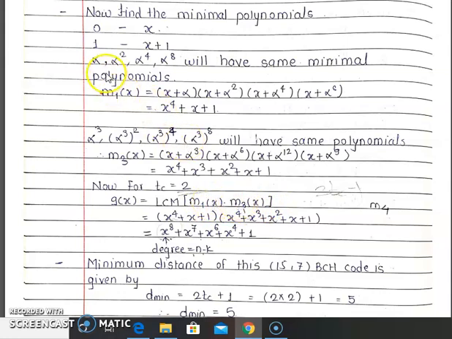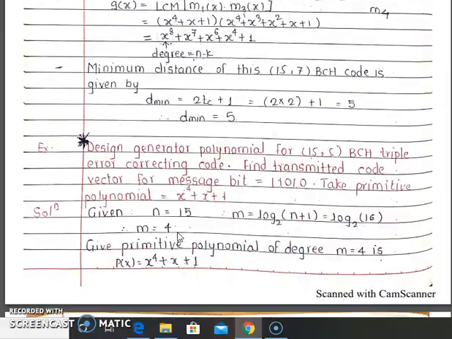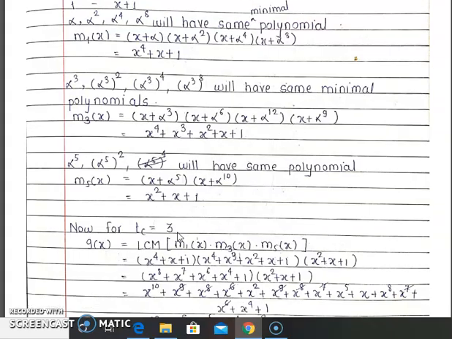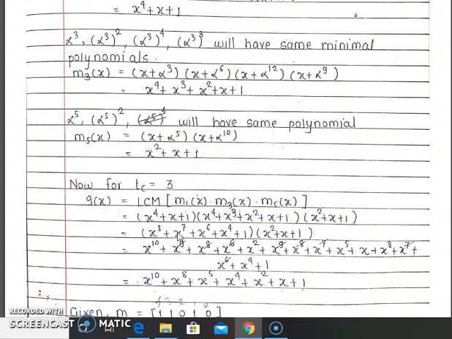Why m1? Because you are starting with alpha raised to 1, that is beta equal to alpha raised to 1, so it is m1 of x. Here you are finding the minimal polynomial for alpha cube, so it is m3. Likewise, the LCM of these two is the multiplication of these two minimal polynomials. I am getting this g of x. Now, coming to our numerical, this is the procedure to find out the minimal polynomials.